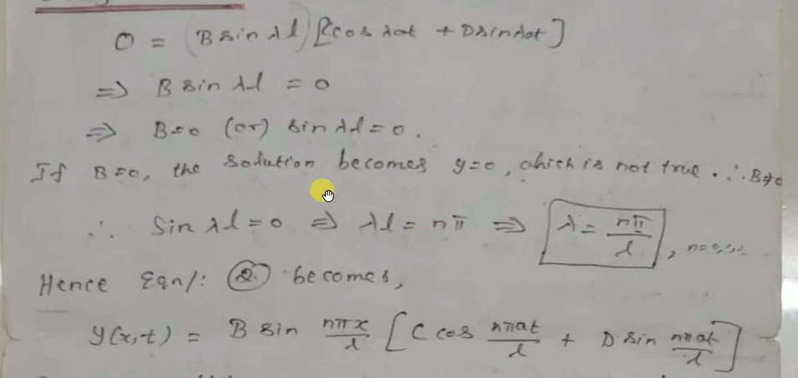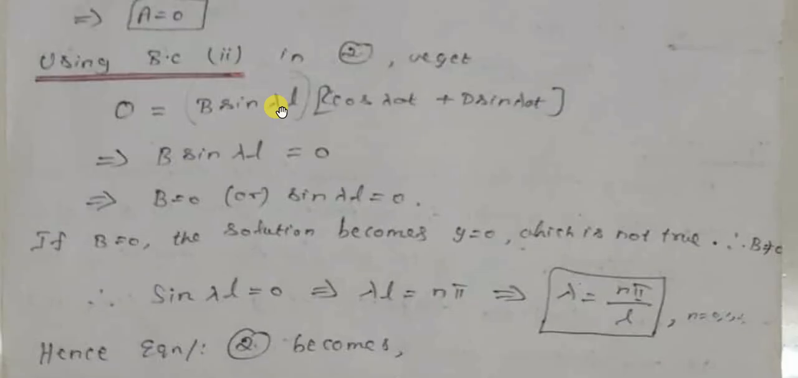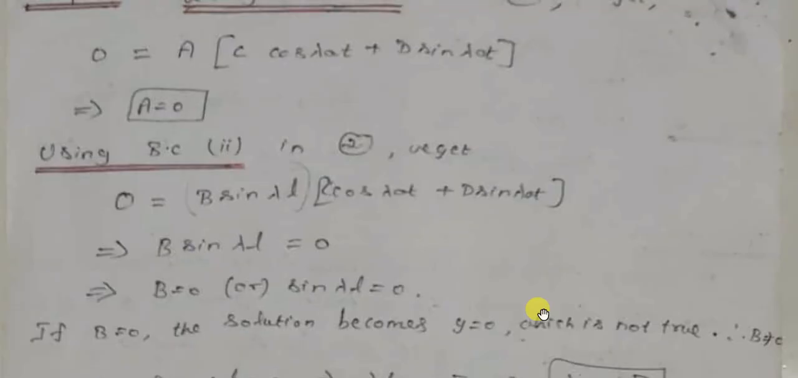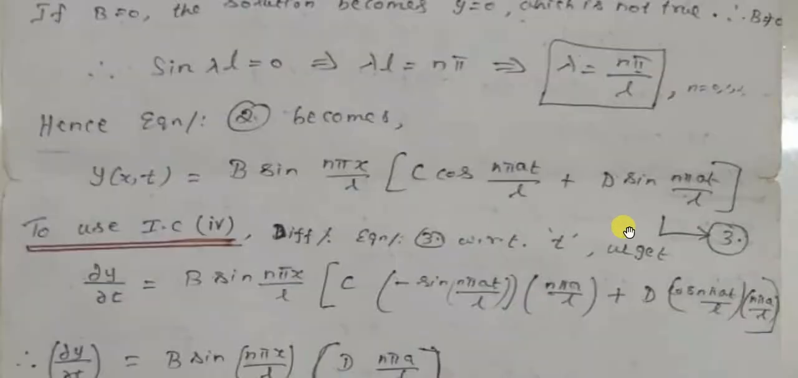So substitute now these two values, a equal to 0 and lambda equal to n pi by L, in equation number 2, that is in this solution. Substitute the a value and lambda value and rewrite this solution and have it as equation number 3.